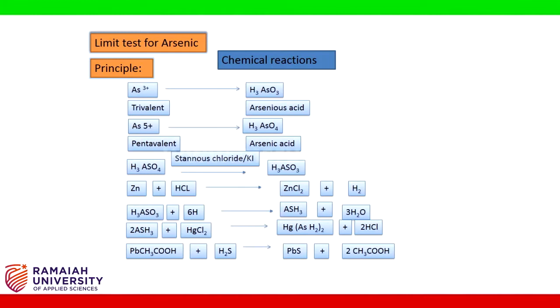Next, the zinc granules are made to react with hydrochloric acid to produce nascent hydrogen. Further, this nascent hydrogen reacts with the trivalent state of arsenic acid to form arsine gas. This arsine gas then reacts with the mercury chloride paper to form mercuric arsenate. If any impurities like hydrogen sulfide are present in the solution, then they are trapped by using lead acetate cotton wool.